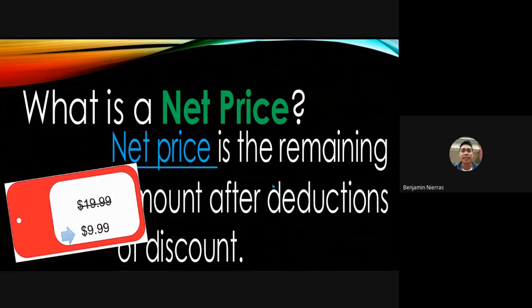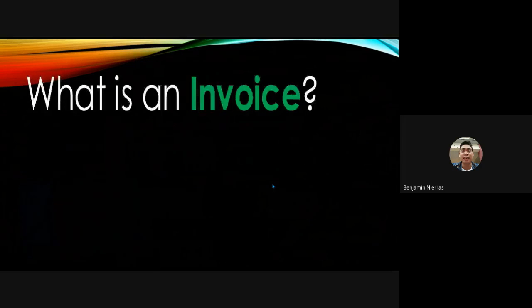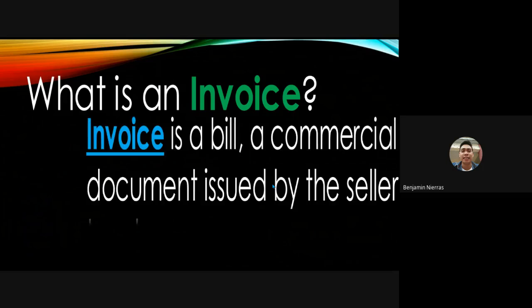So here we have $9.99 as the new selling price. So net price is what we call the invoice price. So before we go to invoice price, what is an invoice? Invoice is a bill. It is issued by the seller to a buyer.